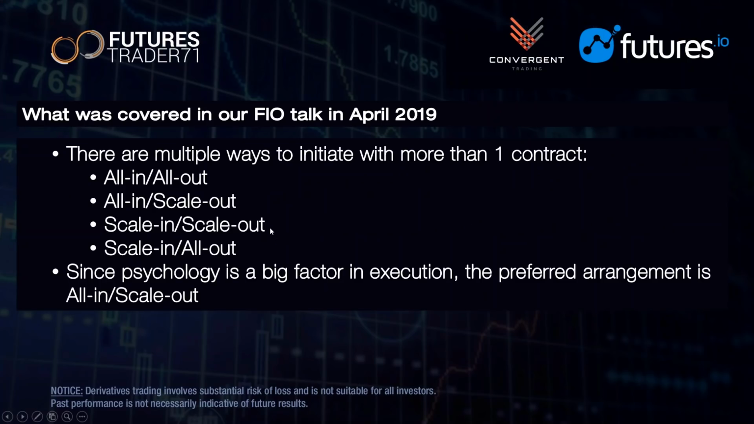Of course, there are multiple ways to initiate with more than 1 contract. When you have more than 1 contract, you can go all in, all out, all in, scale out, scale in, scale out, scale in, all out. And because psychology is such a huge factor, the preferred arrangement is all in, scale out. Just take your trade. And actually with the micros, I have kind of changed my mind a little bit on this. Scale in, scale out, as long as you're aware of your emotions and in control of your actions. That's really how it should be stated.